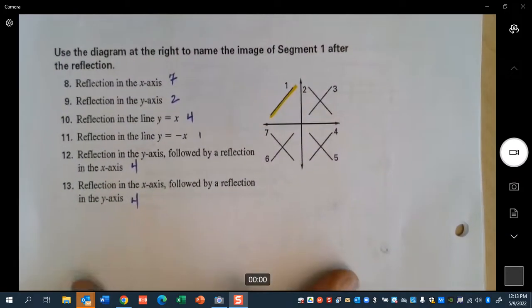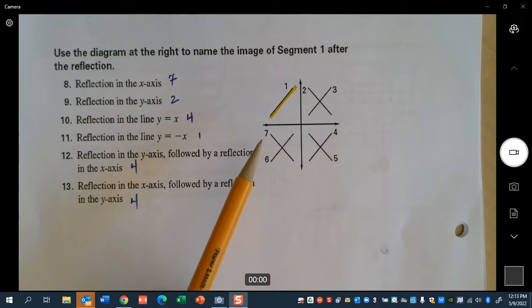This is one of my favorite questions. In fact, I've stolen this graphic and used it on quizzes and tests or whatnot, and just changed what the questions are asking. Because if I'm talking about a reflection in the x-axis, a reflection over the x-axis puts me at 7. And it all is with respect to segment 1. And these are all individuals, but you can have a good time with multiple transformations if you take one, like they do here in 12 and 13.